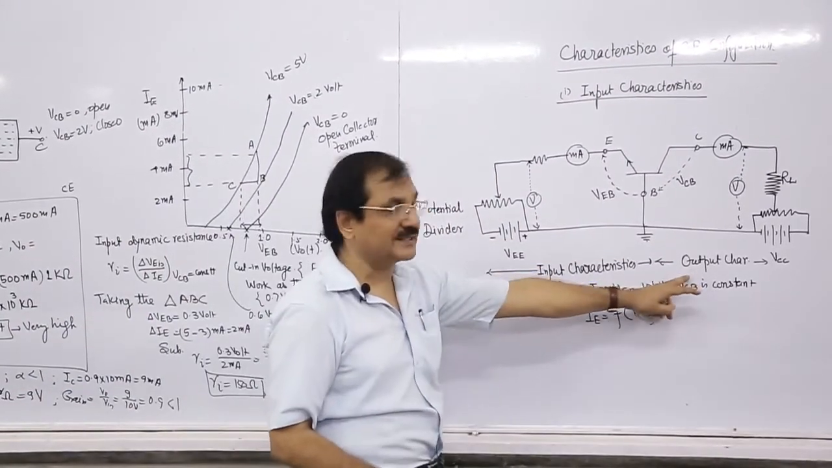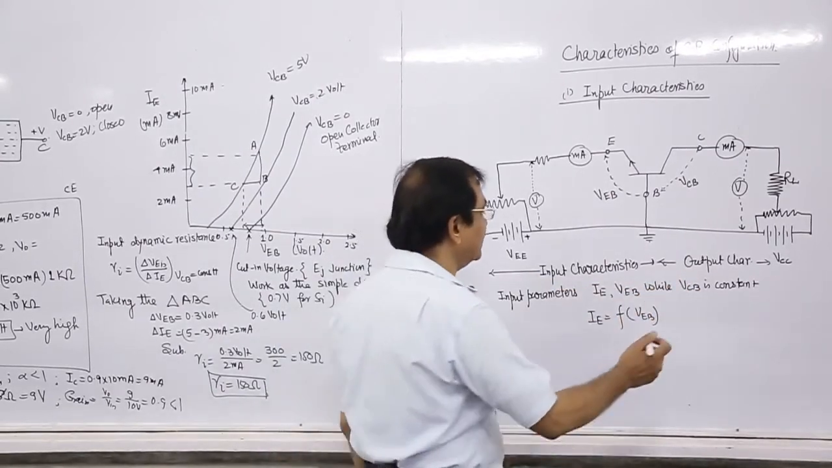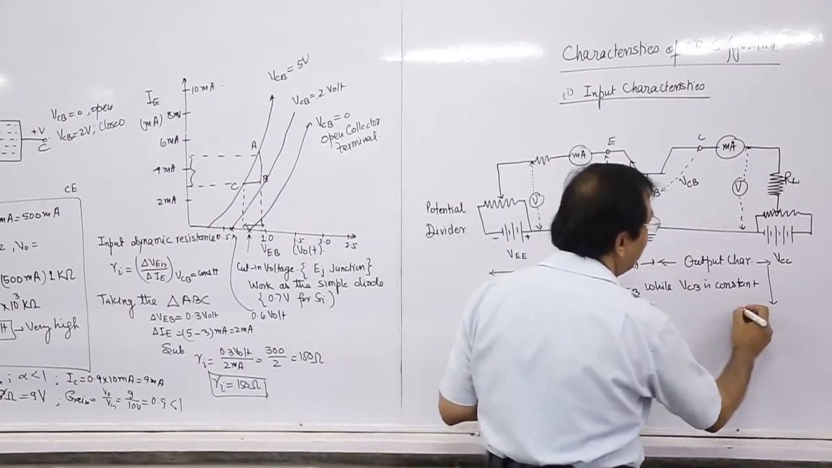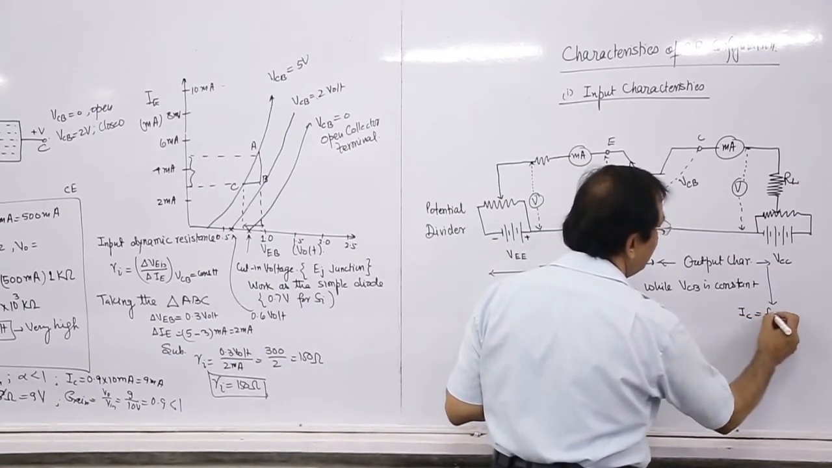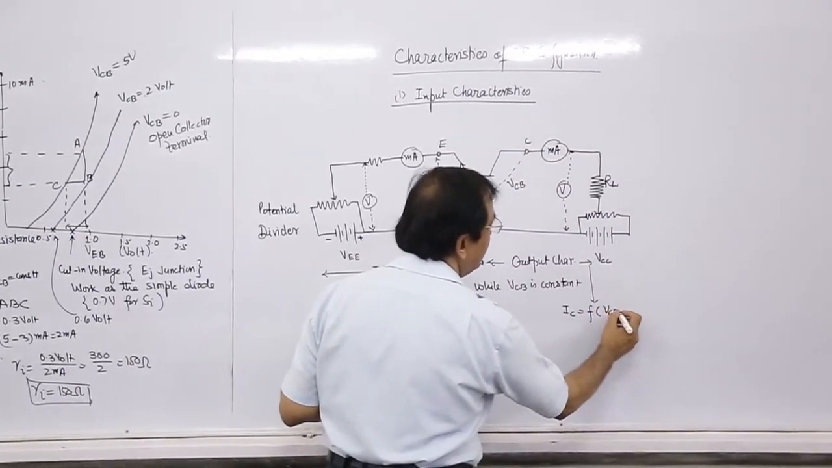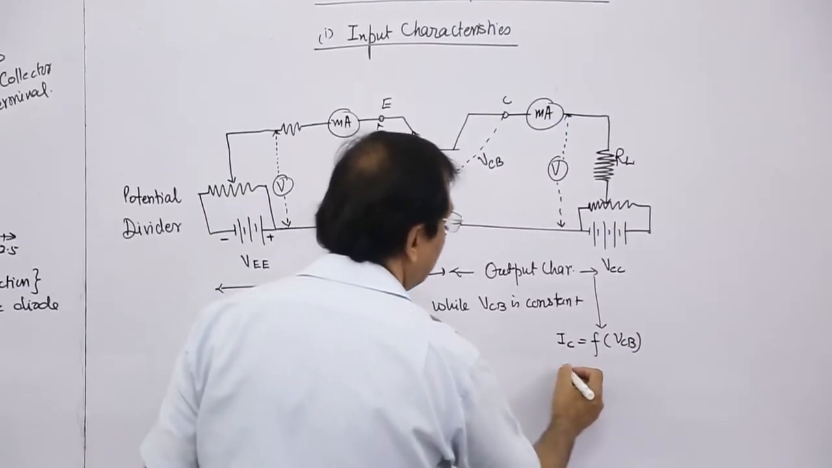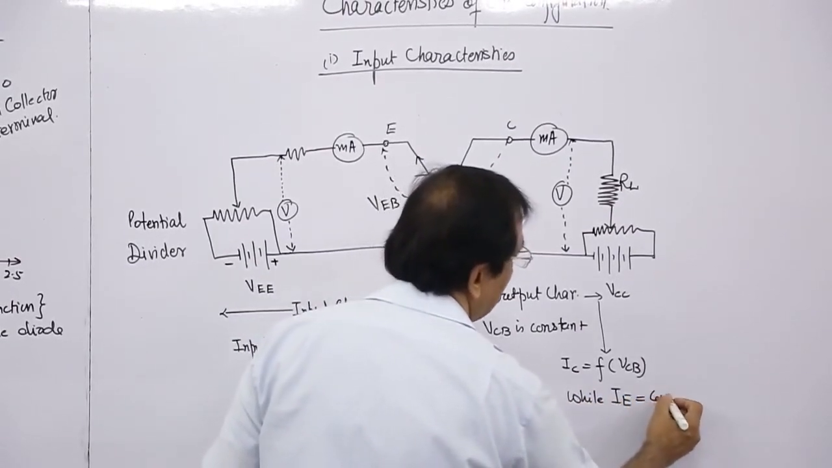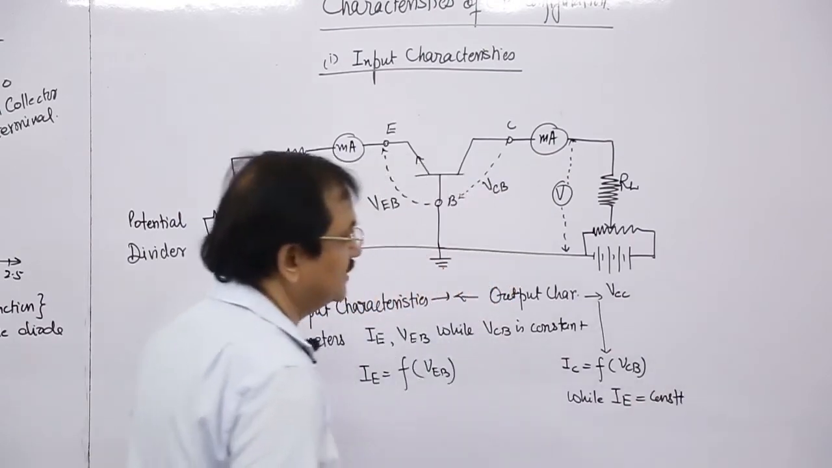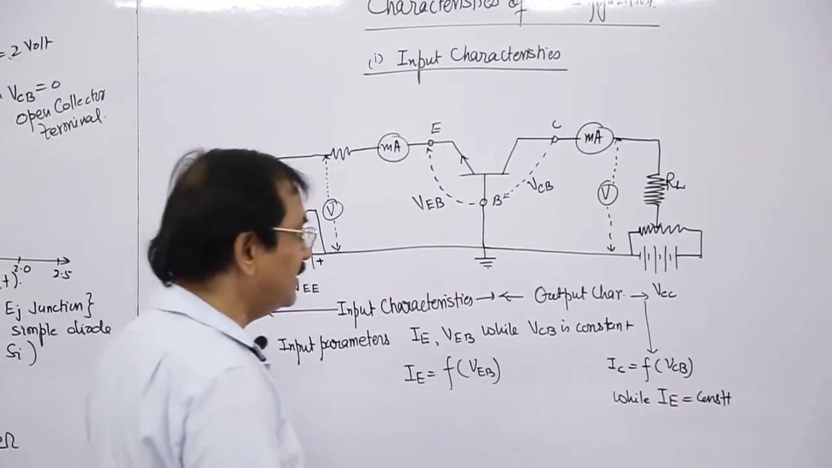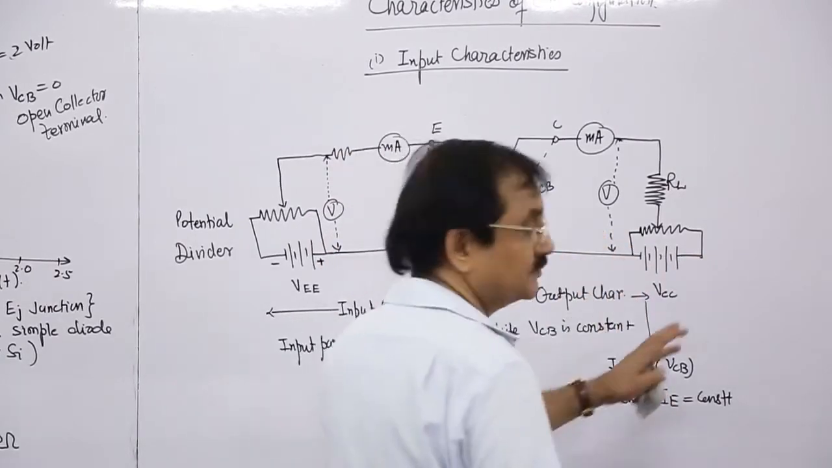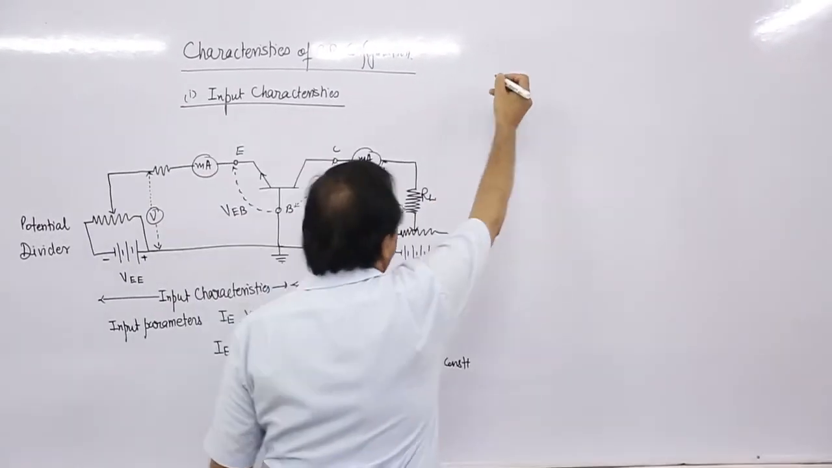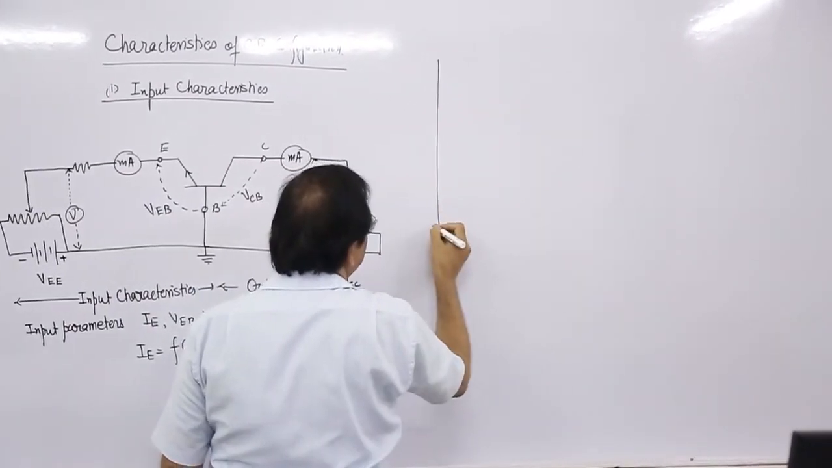Now the output characteristic, this output characteristic means IC is a function of VCB while IE is constant. And then if we draw this circuit, this circuit is something like this.